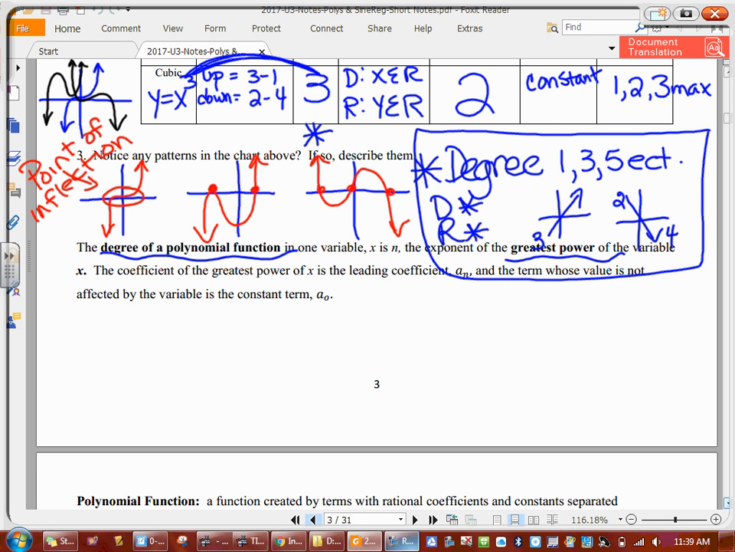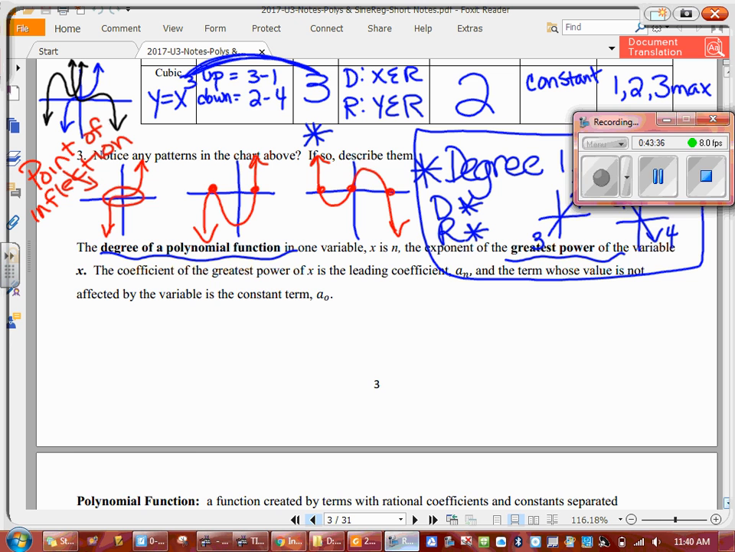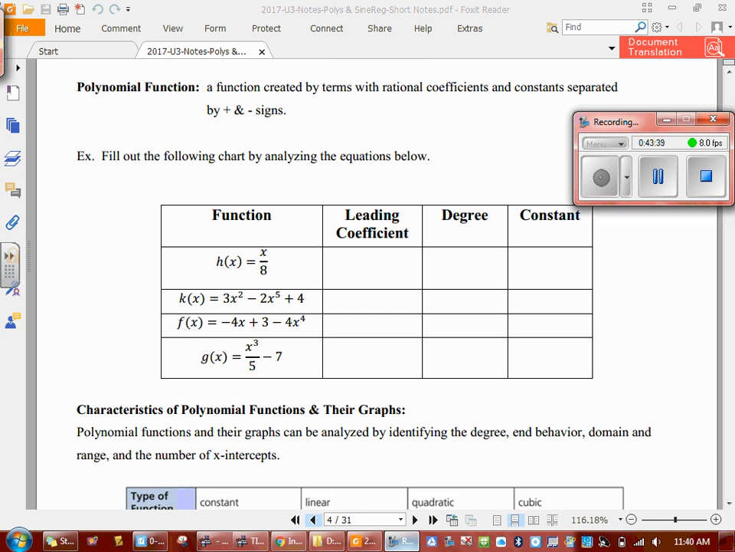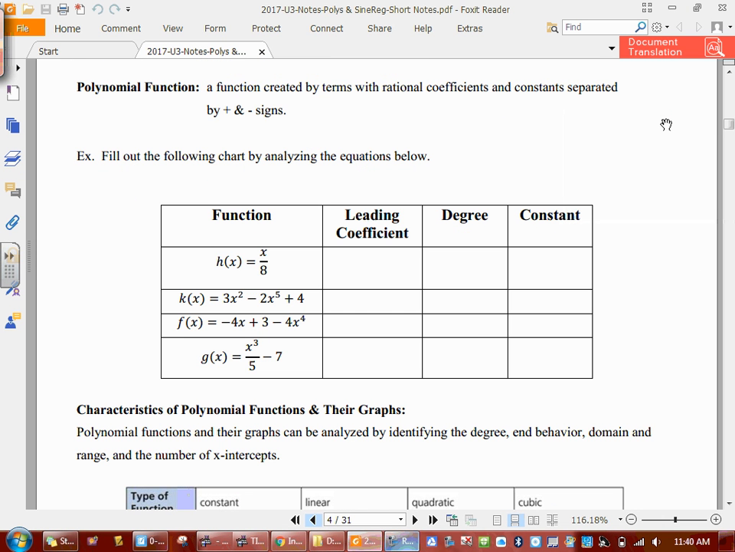Okay, this is our basic definition of a polynomial. So far we've been dealing with polynomials and talking about their degree, but literally what is a polynomial? It's any algebraic term that is separated by positive and negative signs. So any expression where you've got terms separated by positives and negatives, that's a polynomial.